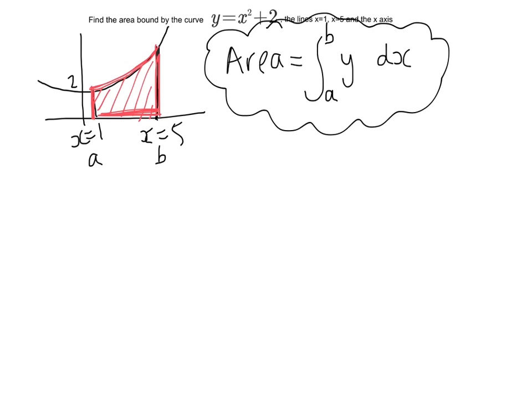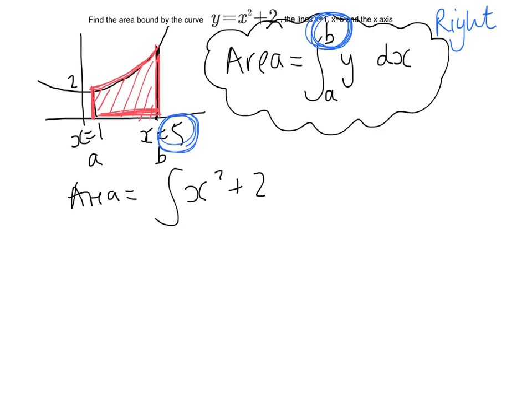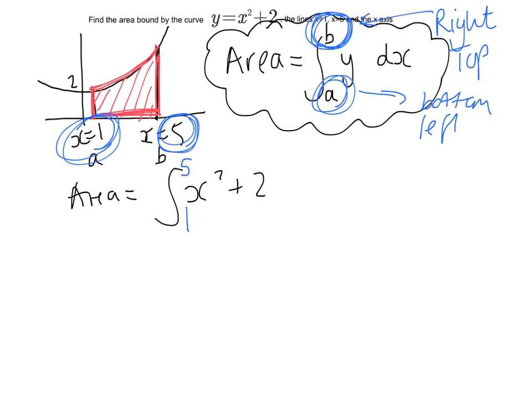So the area is found by integrating the curve. The area is going to be found by integrating my y, which is x squared plus 2, between these two limits. Now notice, the top limit is always the limit on the right, so I'm going to put the 5 here, and the bottom limit goes down here on the bottom. The bottom limit is the limit that is furthest to the left. It's important we get them the right way round, and we're going to integrate with respect to x.